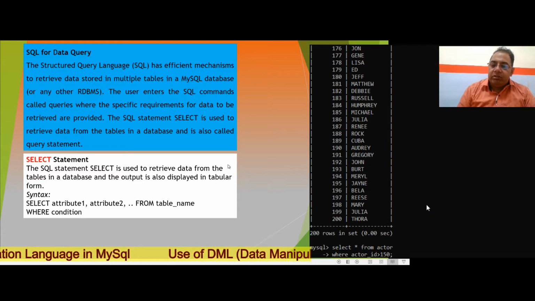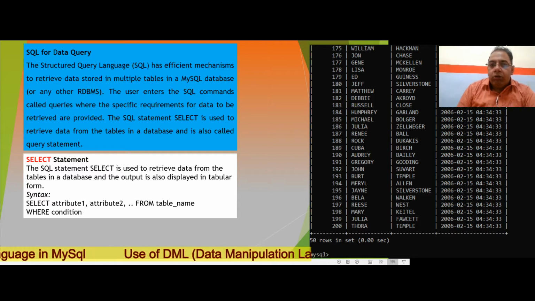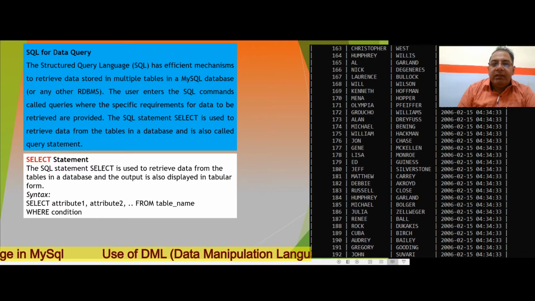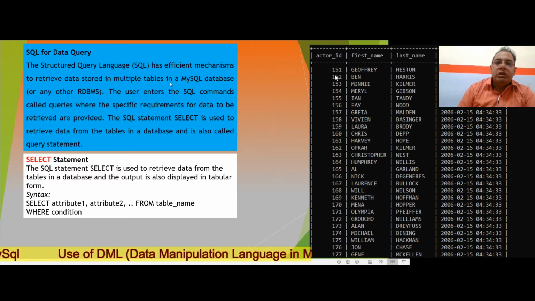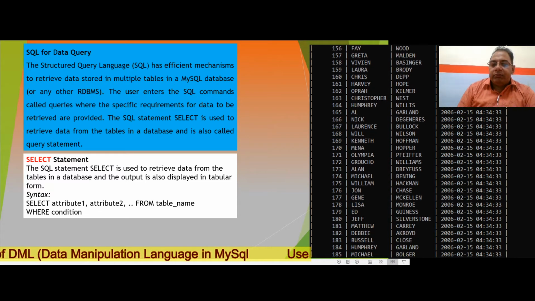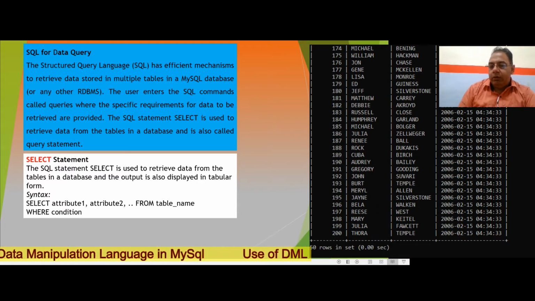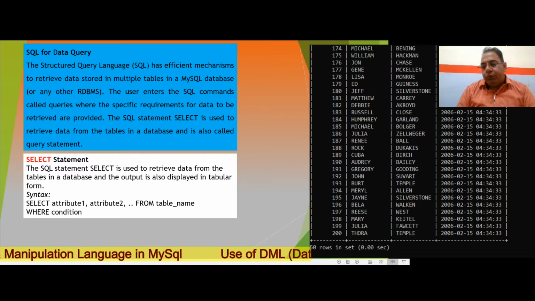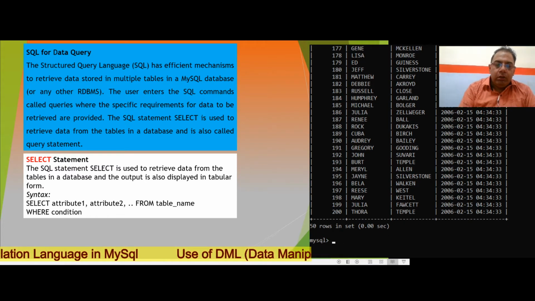I will just press enter and it will show all the records where actor_id is greater than 150. Here the first id is 151, which is greater than 150, and the last id is 200.